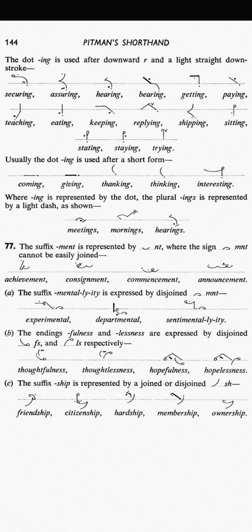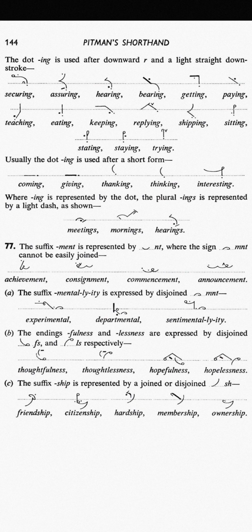Next is assuring. Ish above the line, downward R is used here. Light dot on the first place of ish before it. Heavy dash on the third place of downward R before it. Light dot at the end of the stroke for suffix ing.